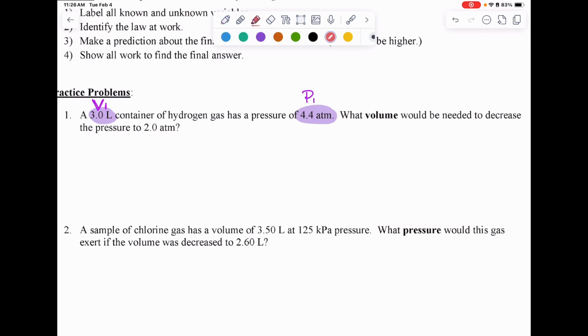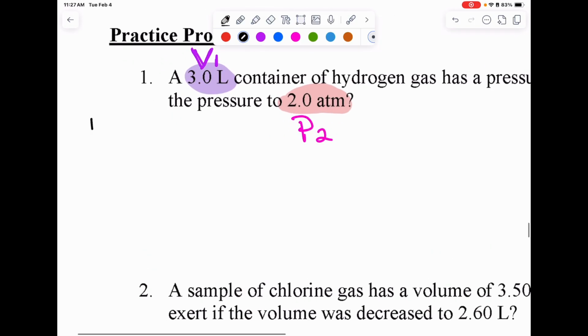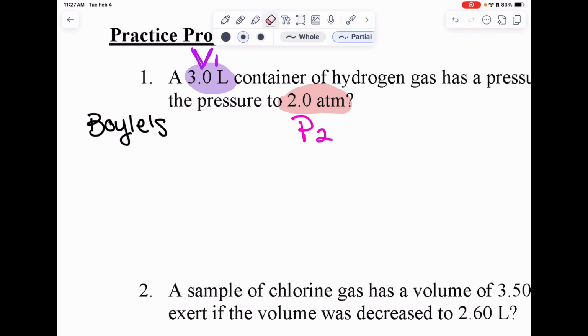Now, what volume would be needed to decrease the pressure to 2 atmospheric units? So we're looking for a second volume. I'm going to label that as V2. And they're giving us P2. So here we have two things. We're dealing with volume and we're dealing with pressure. The only law that lets us use volume and pressure is Boyle's law. So make sure you label what law you're using. Boyle's law.